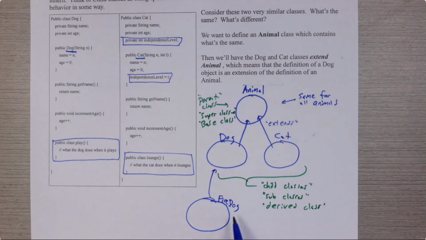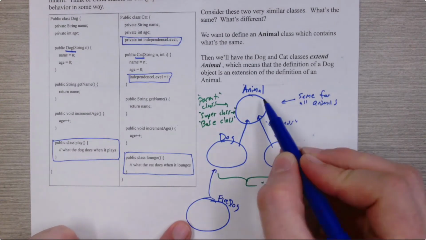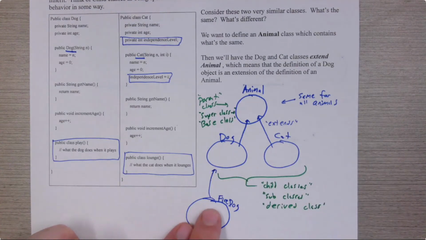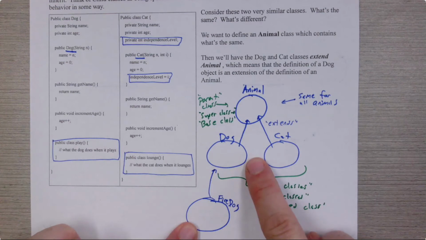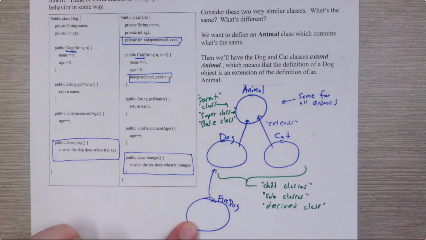So you could define a class fire dog that extends dog, and dog extends animal. And so fire dog gets variables from both of the parent classes. You could call this the grandparent class, although nobody actually ever does that. But you could think about it that way.